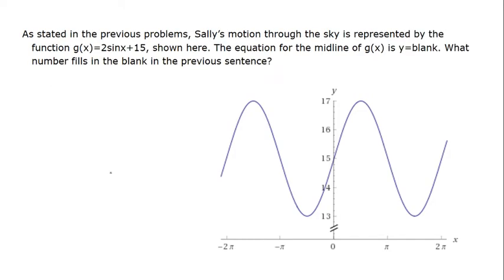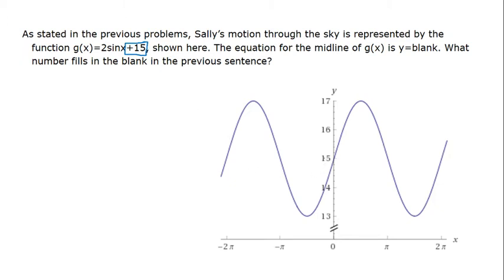As stated in the previous problem, Sally's motion through the sky is represented by the function g of x equals 2 sine x plus 15, shown here. The equation for the midline of g of x is y equals blank. What number fills in the blank in the previous sentence? So if we're looking at the equation, the way to figure that out is it's the number that's added or subtracted on the end. So we include the sign, so that means it's positive 15. If this was a minus 15, then it would be a negative 15.